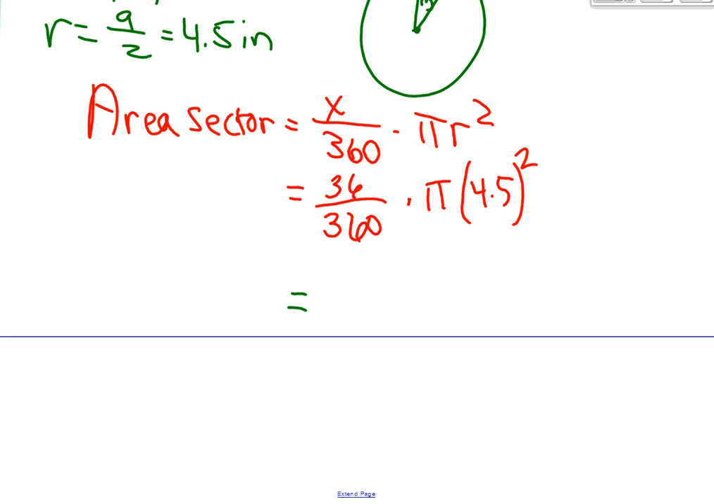Oh, times pi. Divided by 10. Calculator. Yes. Oh, and then you have to do this part, or this part, times that, divided by that.